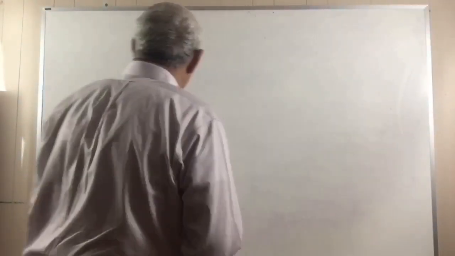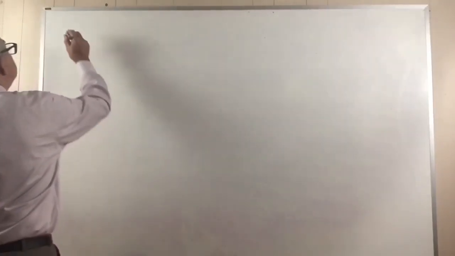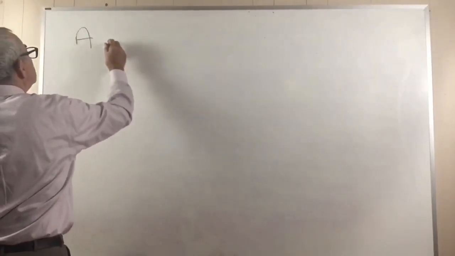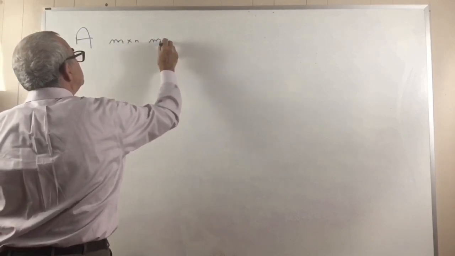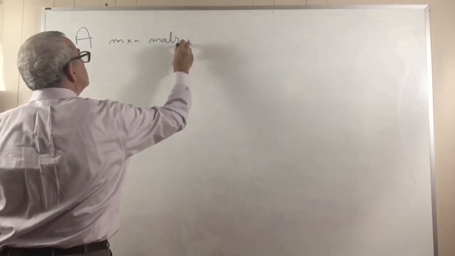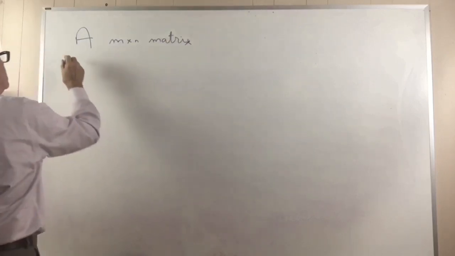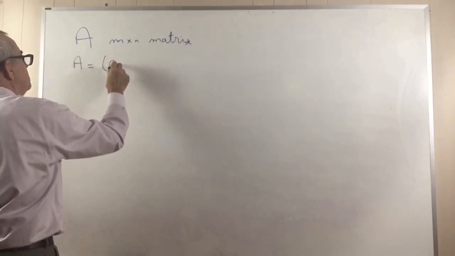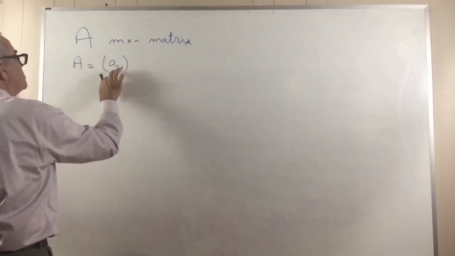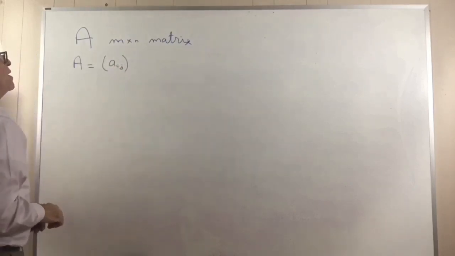So if you have a matrix A, it's an m by n matrix. The elements are denoted by a_ij, where i represents the row and j represents the column.